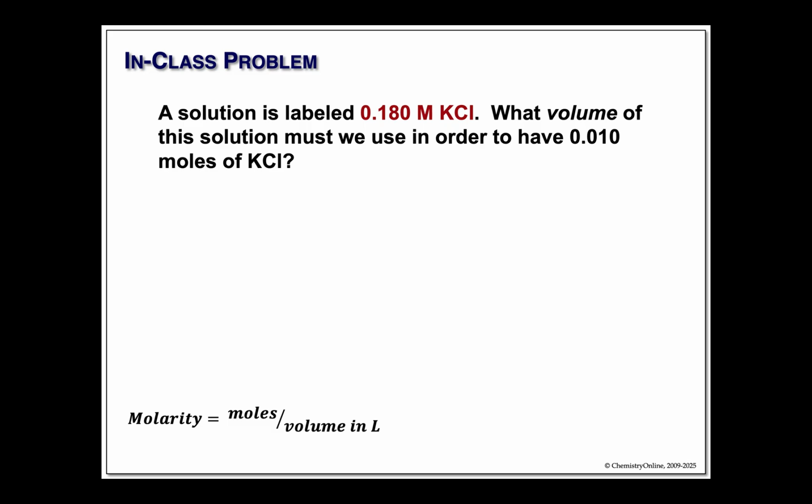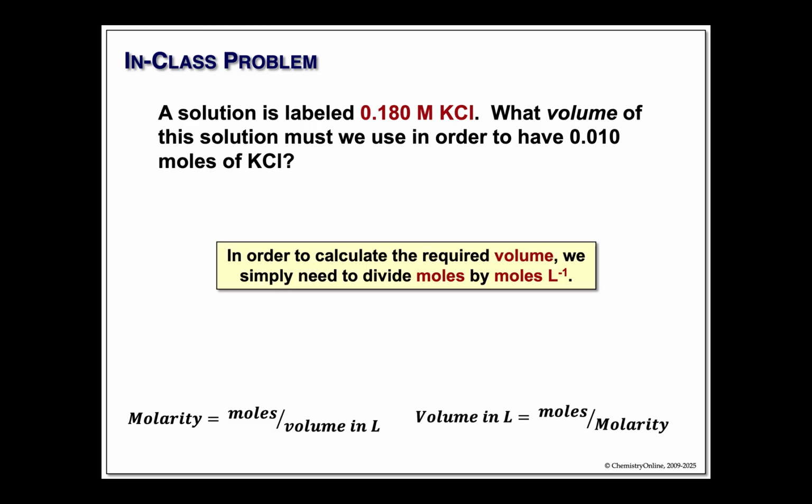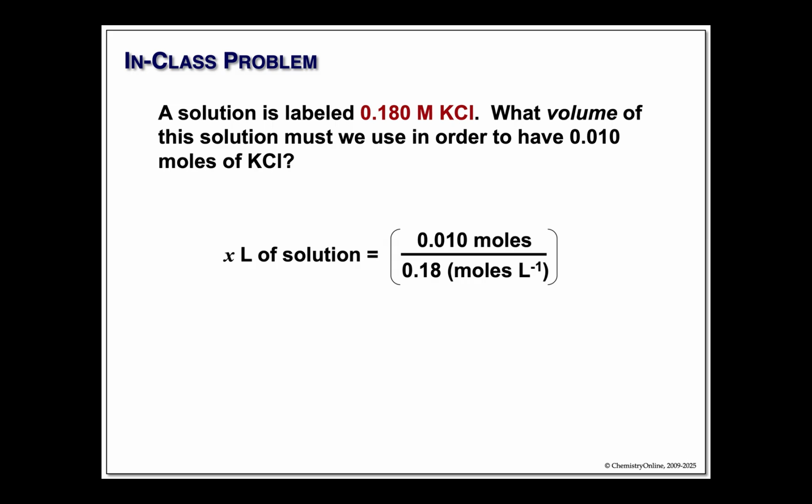Again, molarity is moles divided by volume. Volume is moles divided by molarity. In order to calculate our volume, moles divided by our concentration gives us our volume in liters. Liter comes up top. We get 0.056 liters, but in lab, we would measure this out in milliliters. Standard sort of problem.